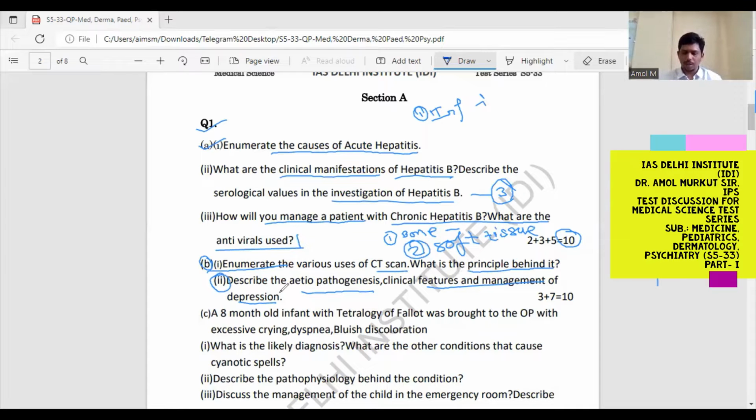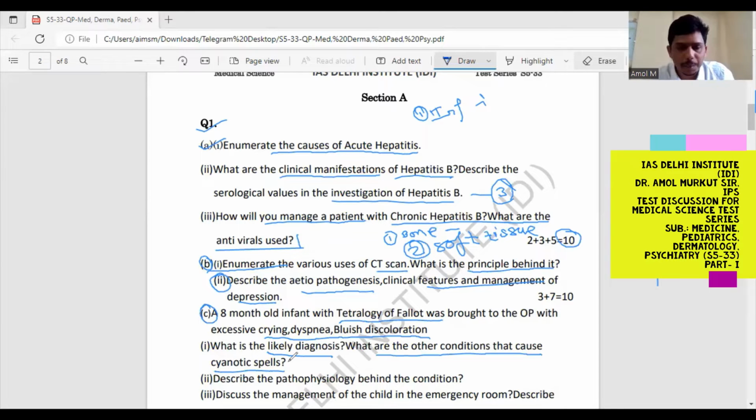Okay. So again, moving to the sub-questions. An 8-month-old infant with TOF, tetralogy of Fallot, was brought to the OPD with excessive crying, dyspnea, bluish discoloration. What is the likely diagnosis? What are the other conditions that cause cyanotic spells? Okay. What is the likely diagnosis? The likely diagnosis is a cyanotic spell.